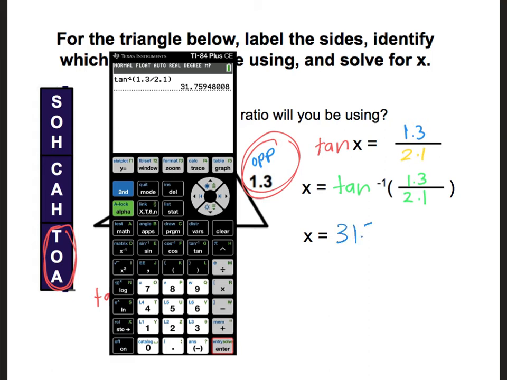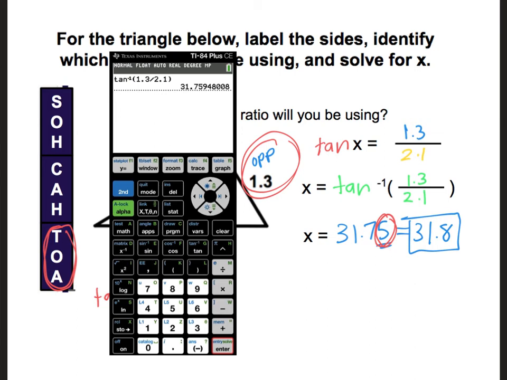So we had 31.75. Again, that 5 tells me that we're going to round up. So my final answer is going to be 31.8. Remember, if your second decimal place is 5 or bigger, you round up. If it's smaller than 5, you round down.